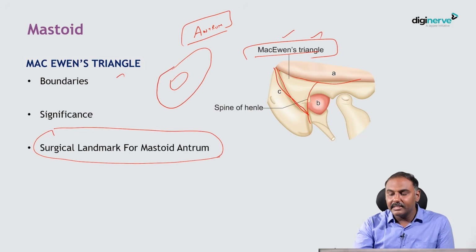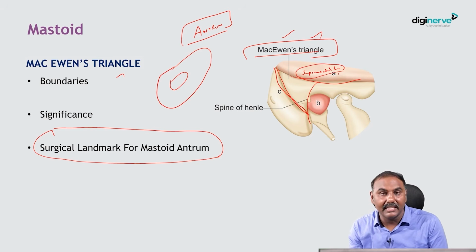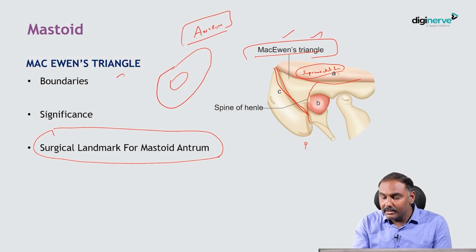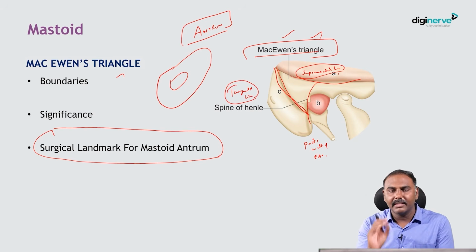Okay, so line A is the suprameatal line, where the temporalis muscle gets attached. Line B is along the posterior wall of the external auditory canal. Line C is a tangential line connecting these two lines. This is McEwan's triangle. Don't forget this, the surgical landmark for the approach to the mastoid antrum.